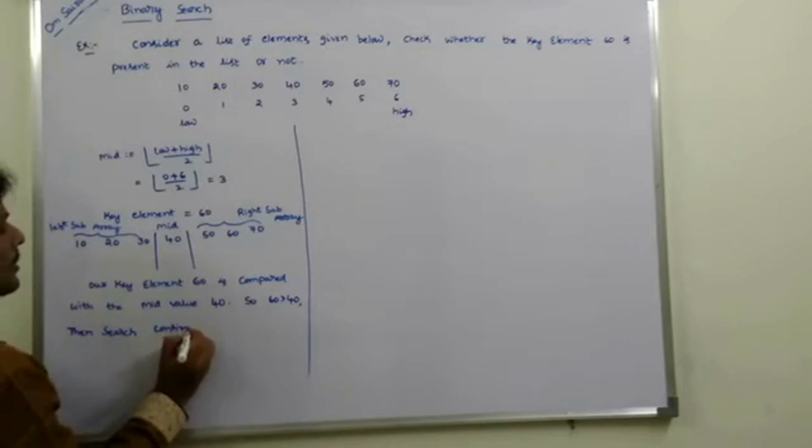So in this way, we have to find whether our key element is present in the list or not. If the key element is found in the given list, then the search is called a successful search. Suppose the key element is not found in the given list, then the search is unsuccessful.